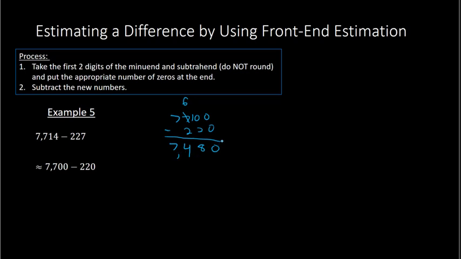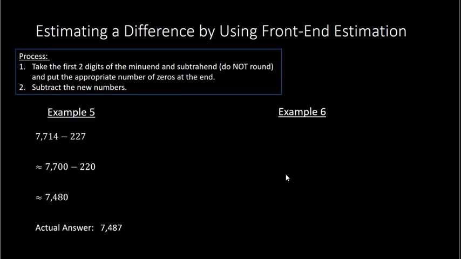So my estimated answer using front-end estimation is going to be 7,480, whereas the actual answer would have been 7,487. So notice we were very close with this front-end estimation.